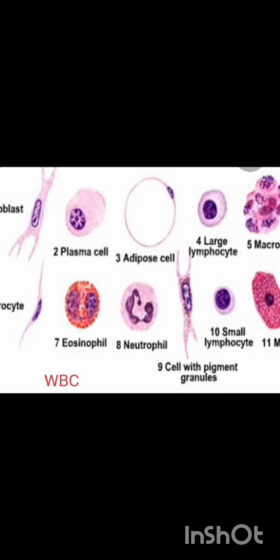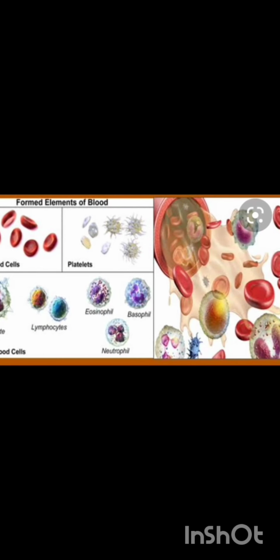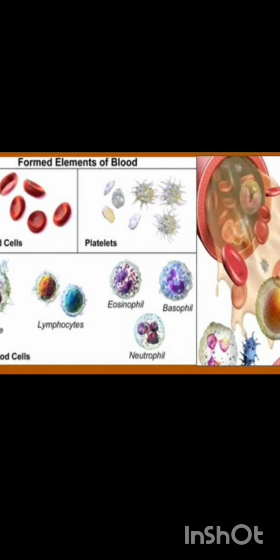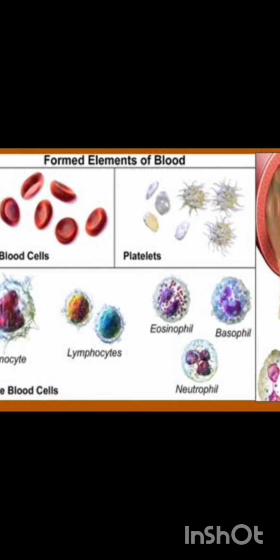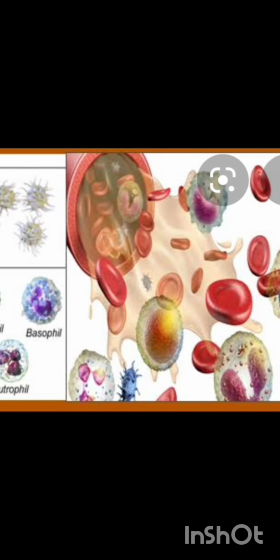Next, we need to see about lymph. Lymph is a circulating, colorless fluid filtered out of blood capillaries. It consists of plasma and white blood cells. It mainly helps in the exchange of materials between blood and tissue fluid. So, this is how the elements of blood are shown.